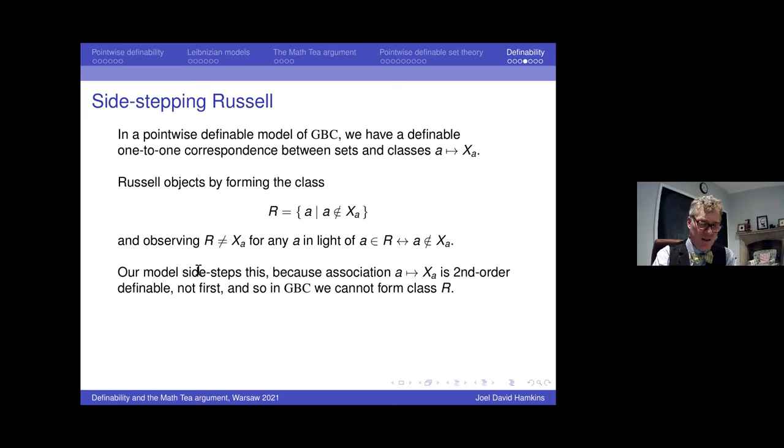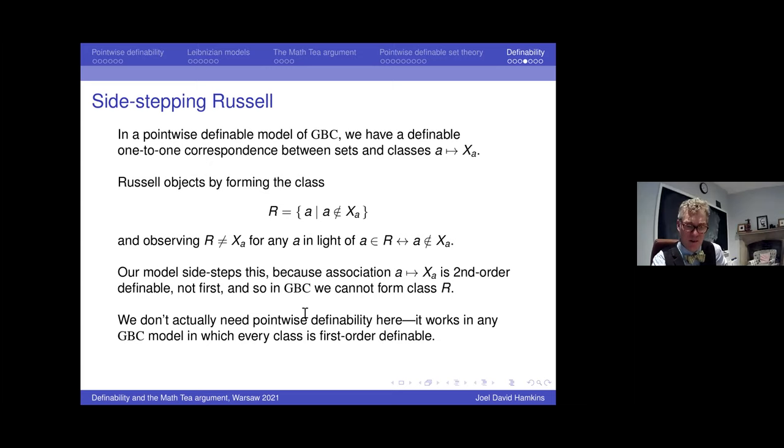So my model sidesteps this because the definition here is a second order definition, but these are GBC models. And so we can't make the Russell class because the association of A with X_A is definable in the model, which has that second order part, but it's a second order definable association of sets with classes. And we only have first order class comprehension. And so we cannot form the Russell class to make the contradiction happen. So we have a definable association, but we can't do the Russell class because this would be an instance of second order comprehension, but we're only in Gödel-Bernays. We only have first order comprehension. So we can't make this class R.